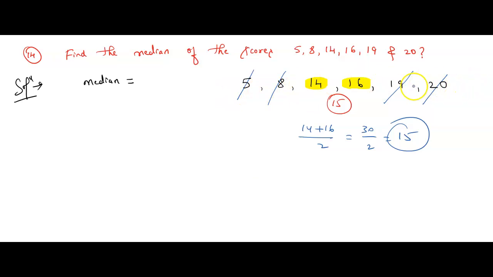First and last, second and second last, third and third last, like that you just cancel the terms. If you get a number directly in the center, you can directly write that as the median. If you don't get any directly in the middle, then take the last two terms which are left out, add both, and divide by 2, you will get the median. That is called the median. So what is the final answer of the median? Median is 15. I think it's very easy, right children? Yeah.